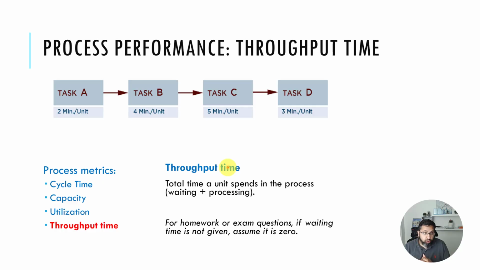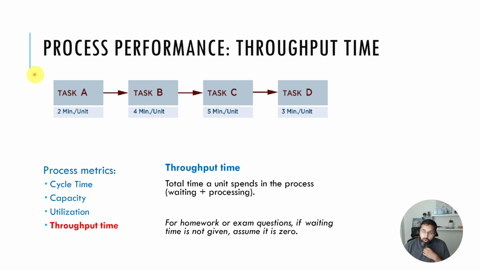Now let's look at throughput time. It's a very important idea. Throughput time is the total time a unit spends in the process. So the way to think about it is this. Let's say you have a unit that is marked. It has a label on it so you can track it through the system.